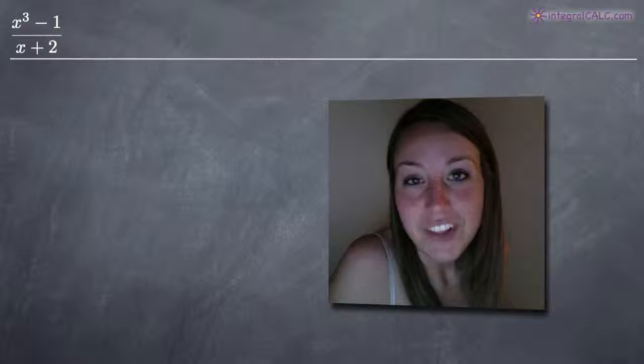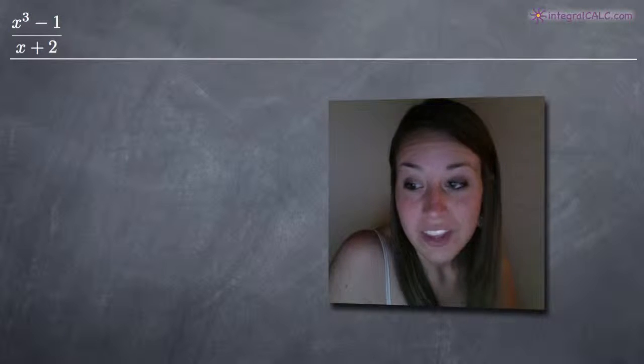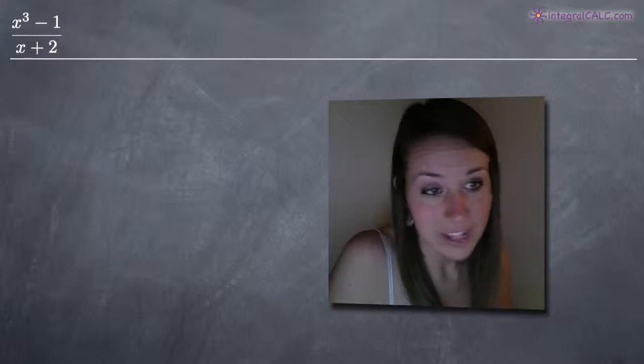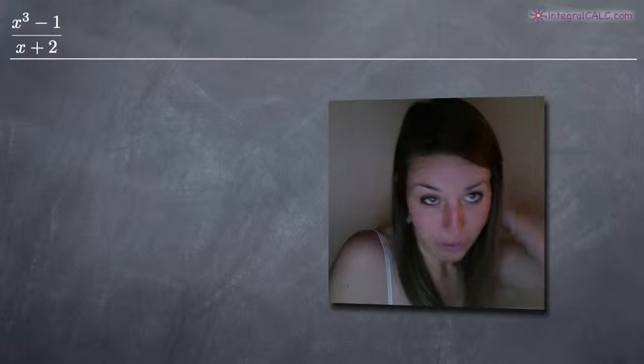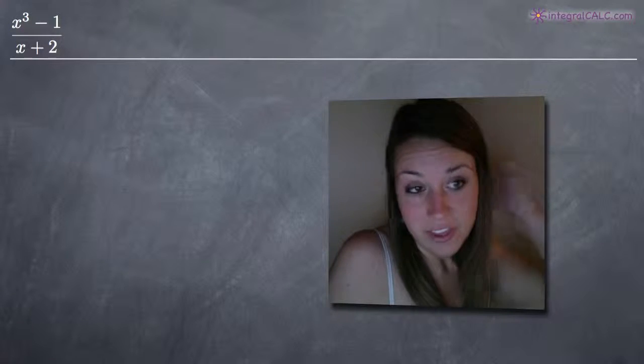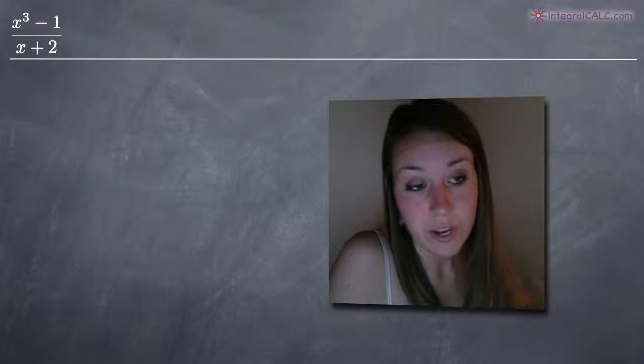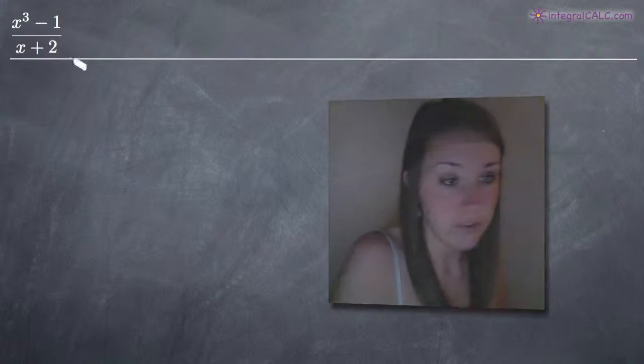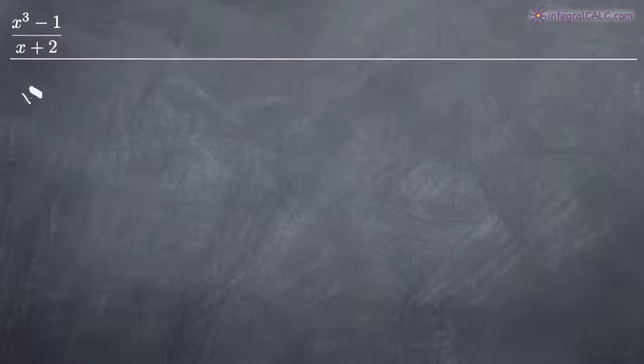Today we're going to be doing a long division problem with polynomials. It's just like the long division that we all learned in elementary school, but it's with polynomials. So this fraction is x cubed minus 1 divided by x plus 2. And the way we set this up is we put the denominator on the outside and the numerator on the inside, which is always the case. So we set it up like this, and actually let's go ahead and do this.